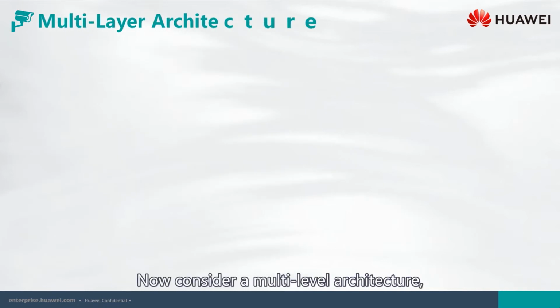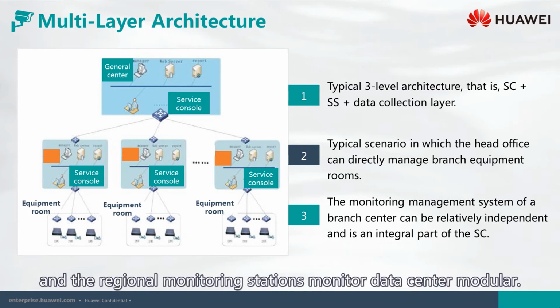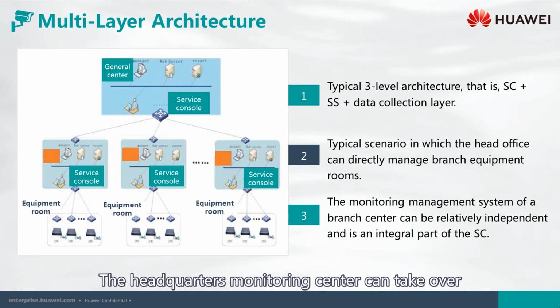Now consider a multi-level architecture, such as a typical three-level architecture. The headquarters monitoring center monitors the monitoring station of each region, and the regional monitoring stations monitor data center modules. The headquarters monitoring center can take over the subcenter of a computer room, with each subcenter being relatively independent.